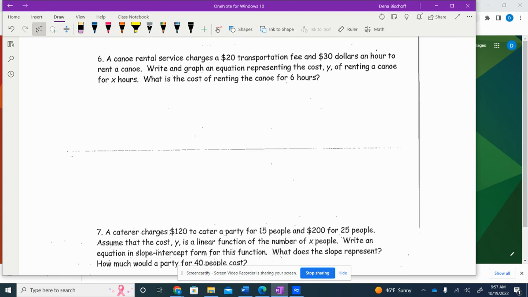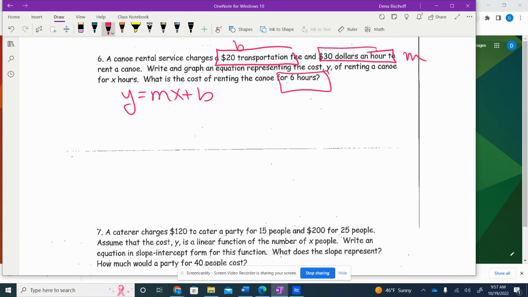A canoe rental service charges $20 up front plus $30 an hour. Okay, so you're going to write an equation in terms of y equals mx plus b. This is my b, and this is my m. And then you're going to let x equal 6 and tell me what that total cost is. All righty.